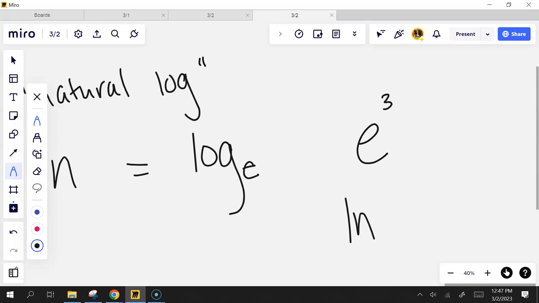She said, which button would you use, the E button or the LN button? It depends on what you're being asked. You can't use them interchangeably. They're different. They cancel each other out. E is just an irrational number, just like pi, 2.71 something.